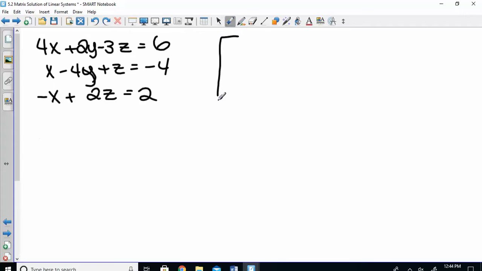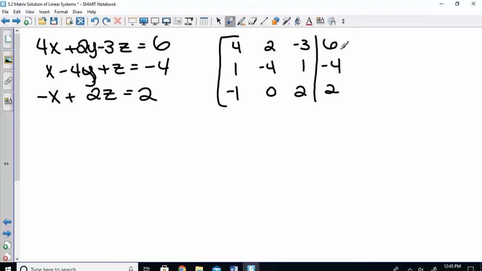Start by writing our matrix. You'll notice we don't have a y, so we have to put a 0 for the y. What's the first step? 1 in row 1, column 1.